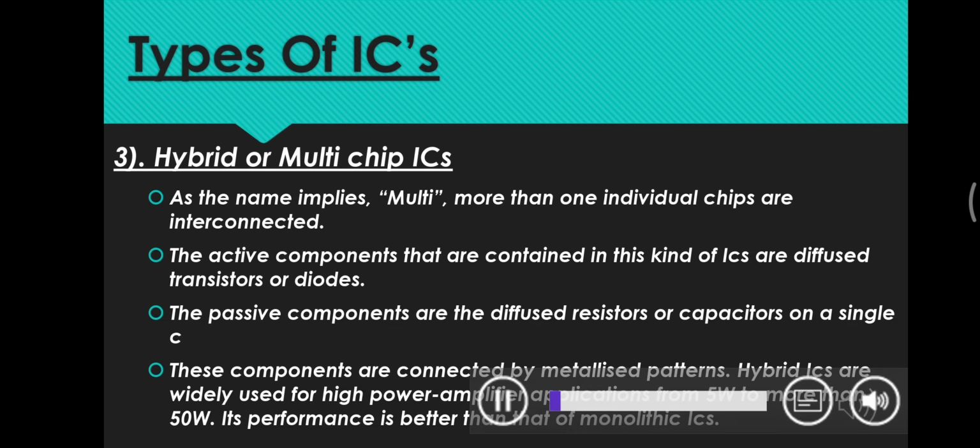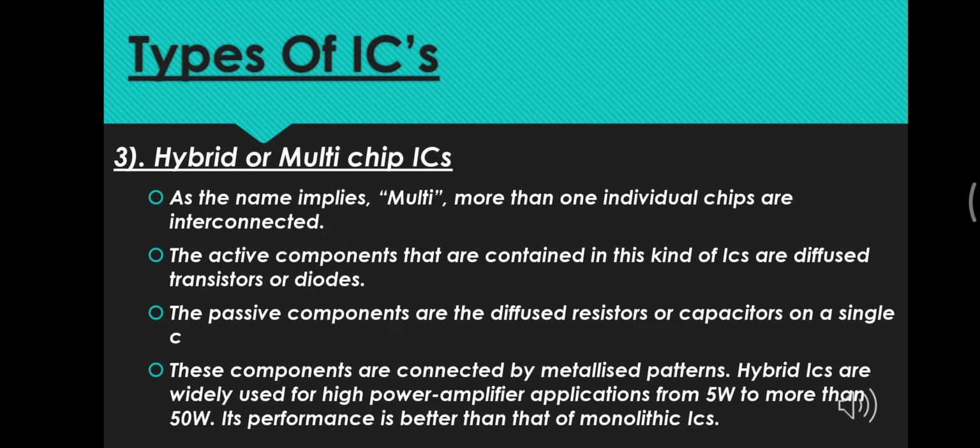Third, hybrid or multi-chip ICs. As the name implies, more than one individual chip is interconnected. The active components combined in these kinds of ICs are diffused transistors or diodes. The passive components are diffused resistors or capacitors on a single IC. These components are connected by metallized patterns. Hybrid ICs are widely used for high power amplifier applications from 5 watts to more than 50 watts. Their performance is better than that of monolithic ICs.